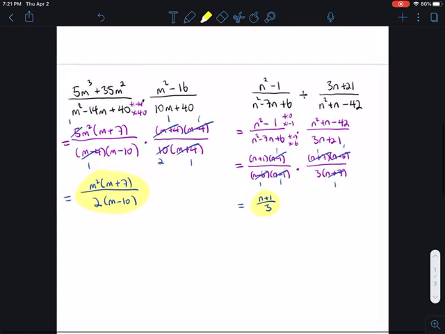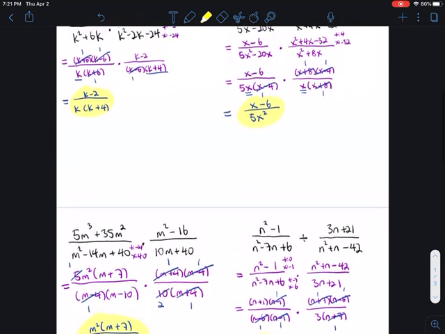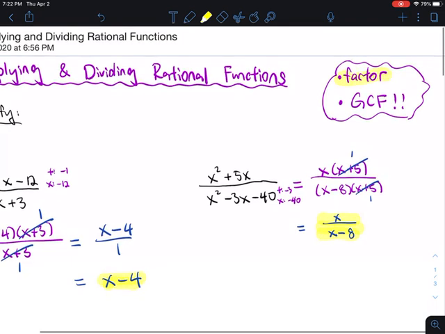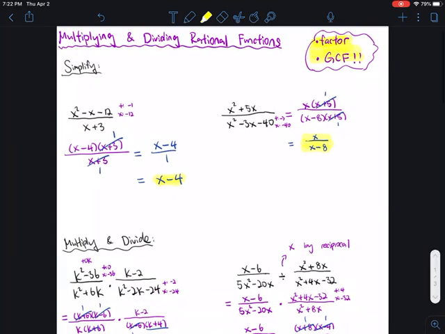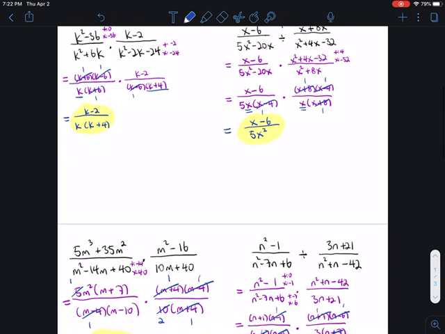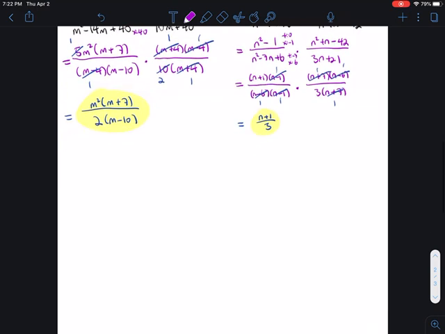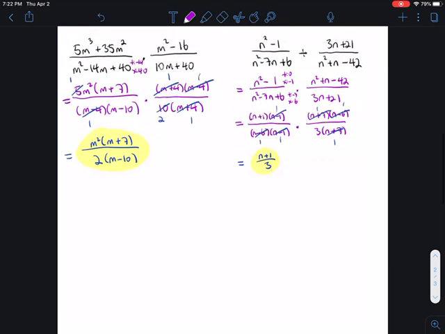Okay, so that is pretty much everything with multiplying and dividing with rational functions. Again, the key things to watch out for, you first want to factor, and then look for the GCF, of course, as well. And then you can go ahead and do the canceling step. And I think that's pretty much it. So hopefully you're taking notes first of all, and then go ahead and try the homework. And of course, let me know if you have any questions.